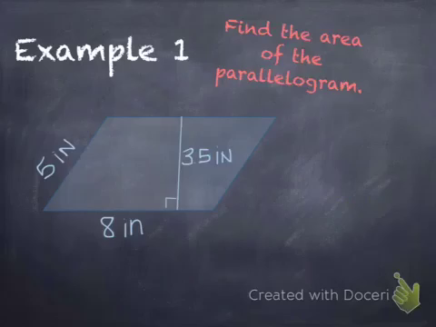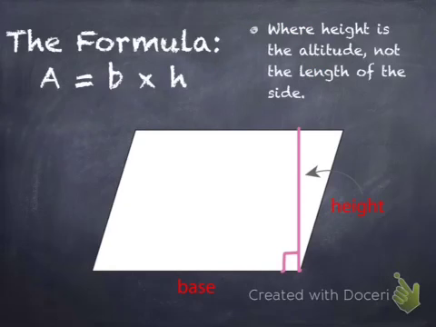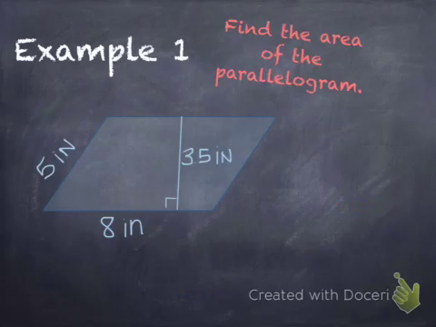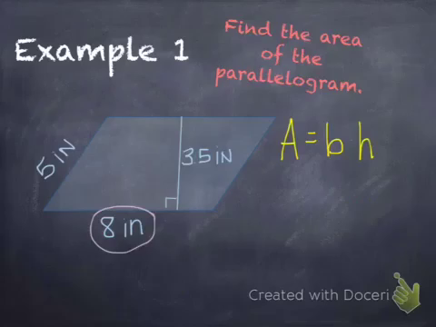I'm going to start by bringing up that formula, which was area equals base times height. Now we just start substituting. We're going to find our base. Over here on our picture, we know that 8 inches is our base, so I'm going to substitute 8 here.